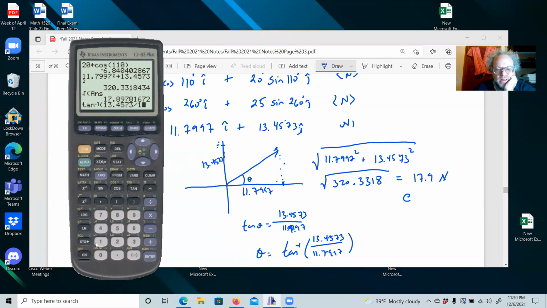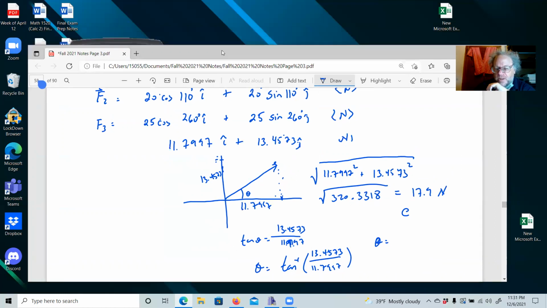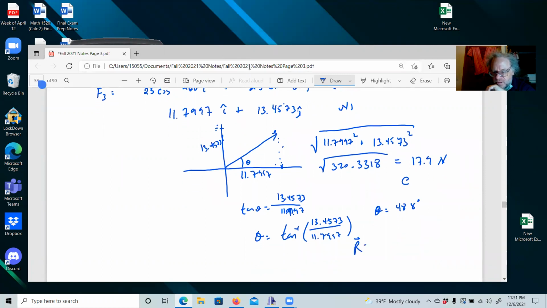So my theta is equal to, and again, we had all of one significant figure when we did this, so we're going to just do 48.8 degrees and be done with it. So we have our vector, my resultant force is 17.9 newtons at 48.8 degrees. That's all I want you to do. So practice adding up some vectors.